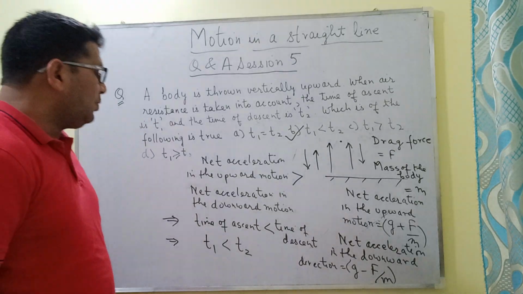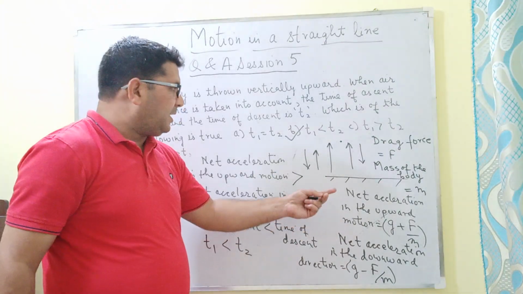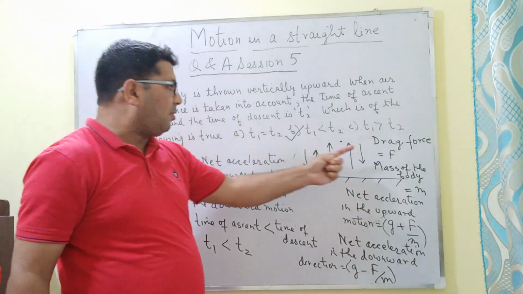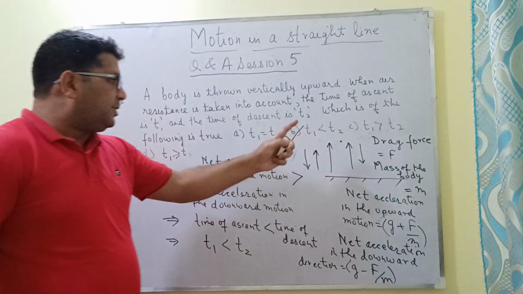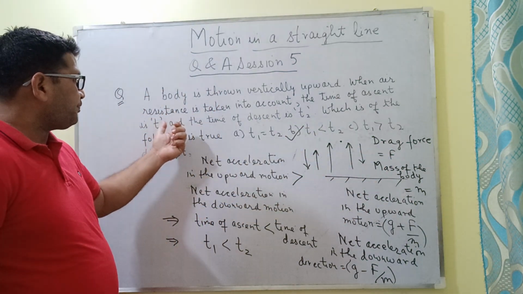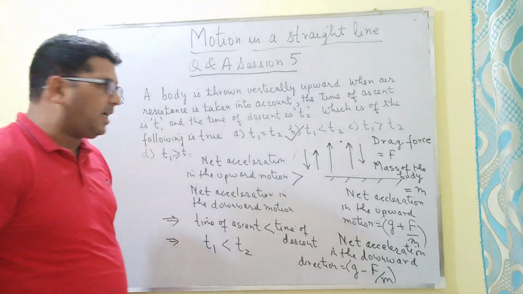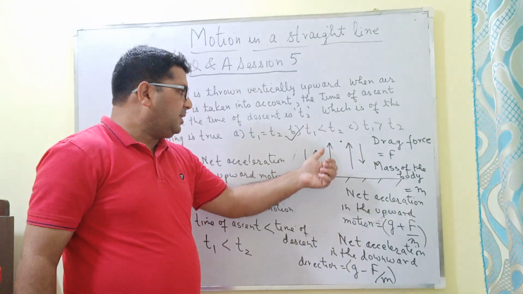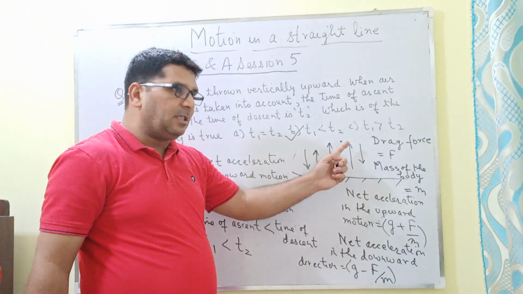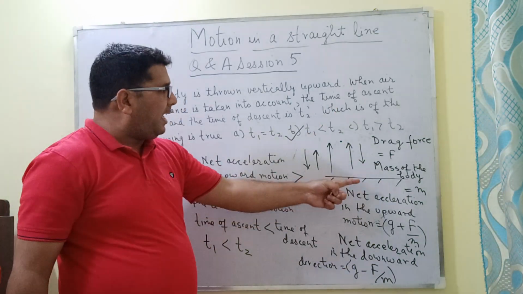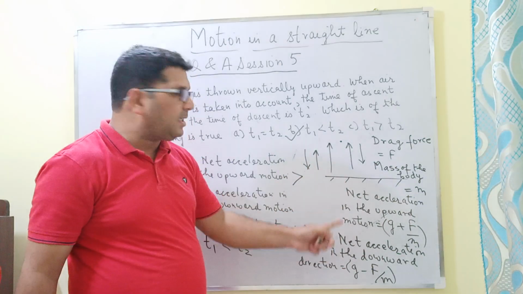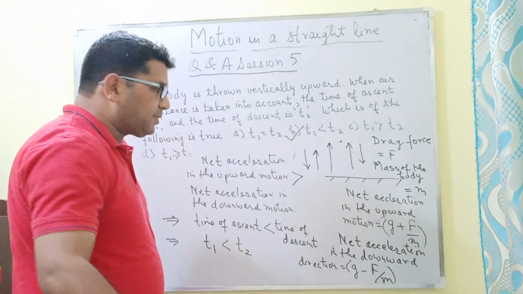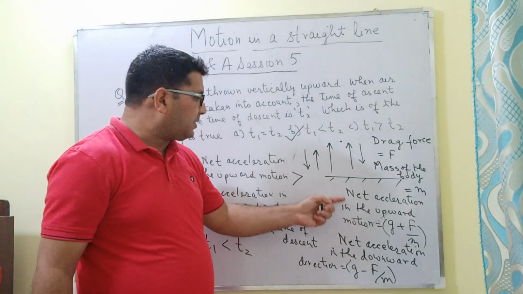So in this case, the most important thing which you have to remember is that the air resistance, or the force due to the air resistance, which is also called drag force, always acts in the opposite direction of motion. That is, when the body is moving in the upward direction, then the drag force will be acting in the downward direction, and when the body is moving in the downward direction, then the drag force will be acting in the upward direction.